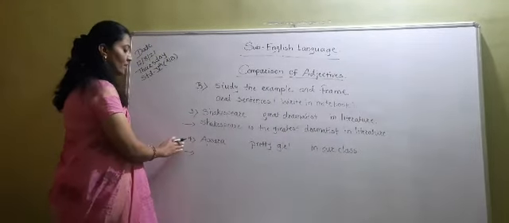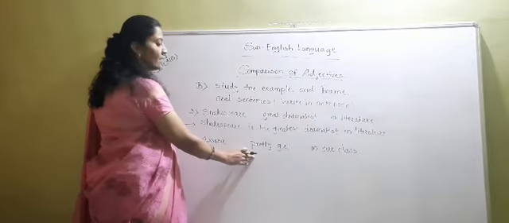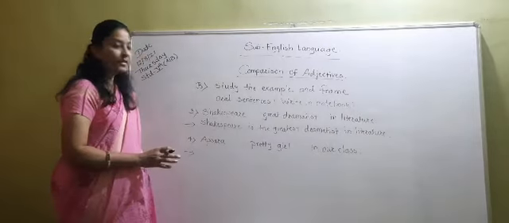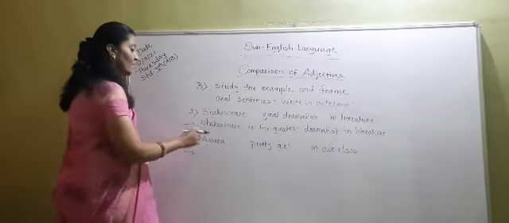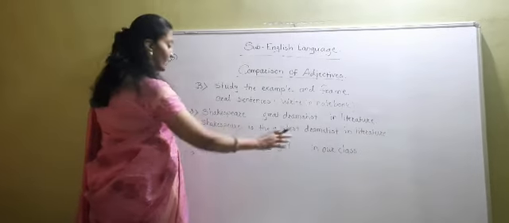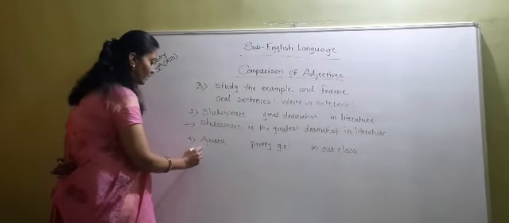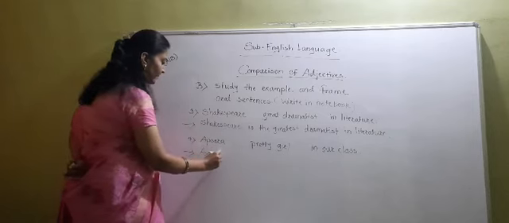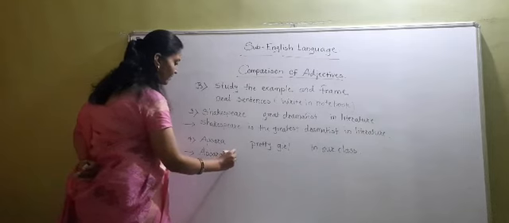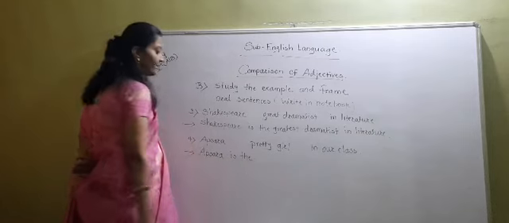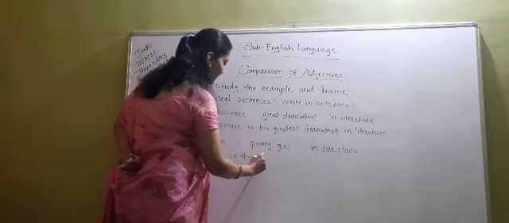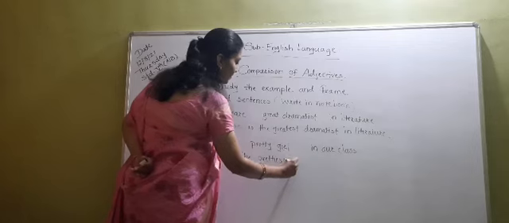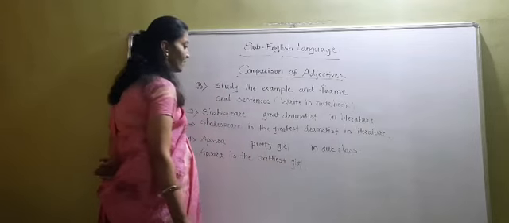Then see the 4th one. Apsara, pretty girl in our class. So obviously Apsara is the name of a girl. Here Apsara is not a pencil. Okay. So Apsara, pretty girl in our class. So you have to write here Apsara is the prettiest girl in our class.